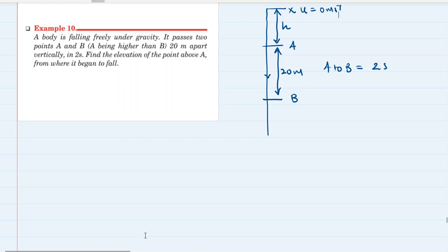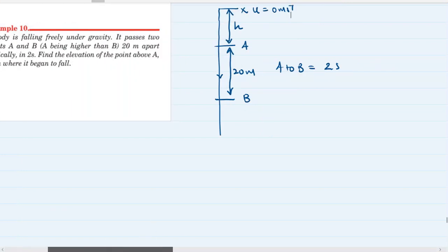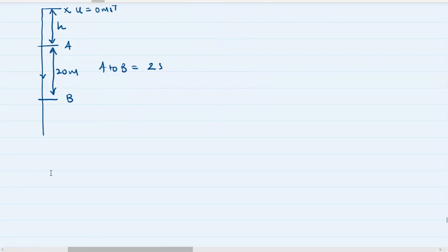Falling freely under gravity, passes 2 points 20 meter apart vertically in 2 seconds. Okay, got the idea. Now how to solve this? Interesting. So we know the initial velocity at point X, which is 0 meter per second. What else do we know? We know that acceleration due to gravity over here is 10 meter per second square approximately. So we know u, we know g. How do we find h? We cannot find h directly, but there must be something.